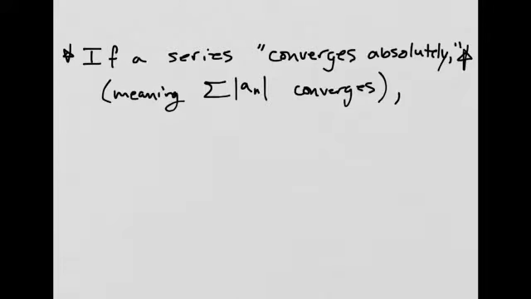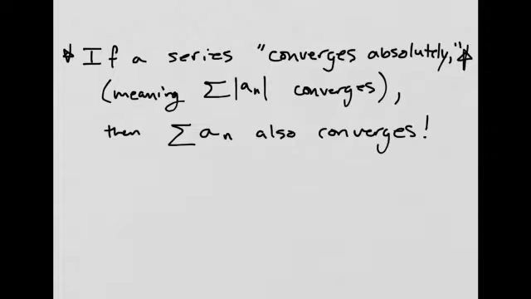This part is not really a test. It's a theorem, that's for sure. But we're going to say if a series converges absolutely, meaning that when you take the absolute value of it, that series converges, then the regular series also converges. So we have a term for this, and it's just called absolute convergence. If this converges, then it's called absolute convergence.